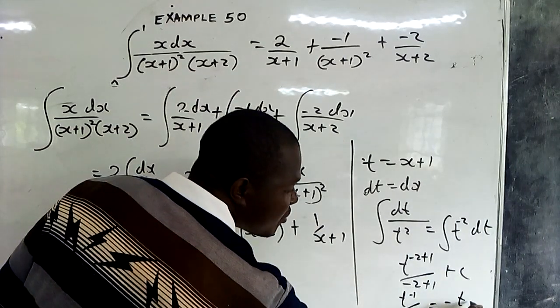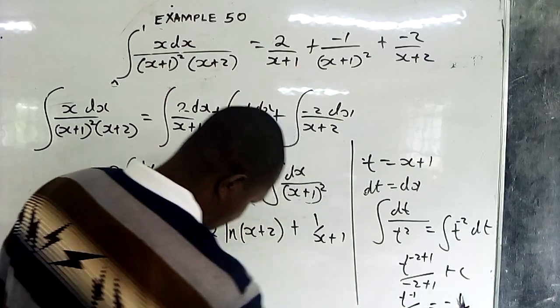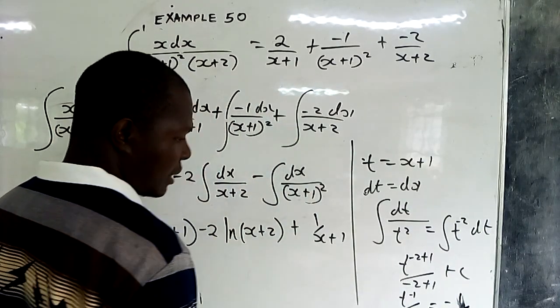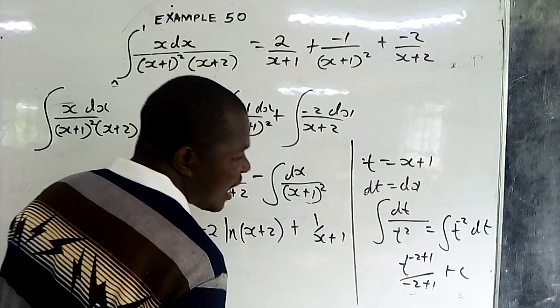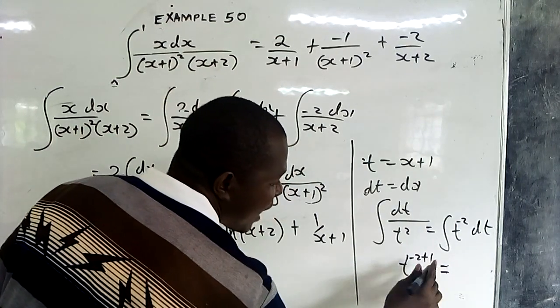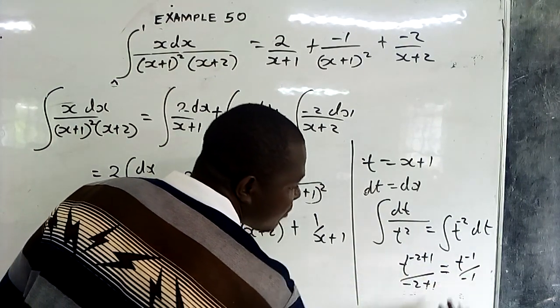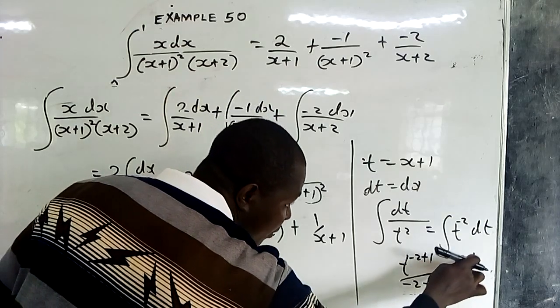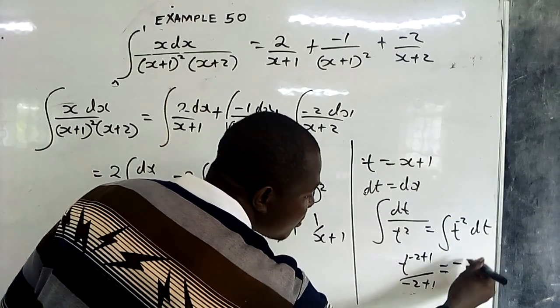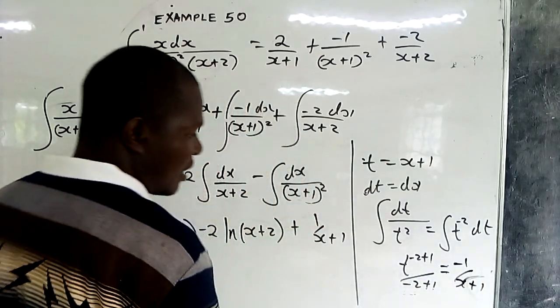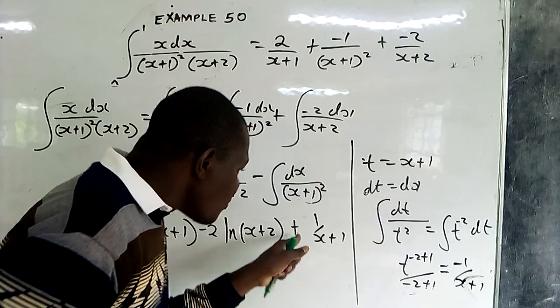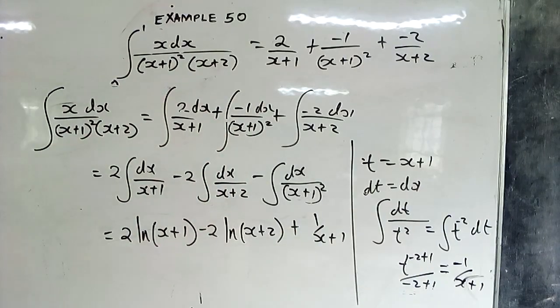So you get negative 1 over t, isn't it? Are we together there? Simplifying that, you get t raised to negative 1 over negative 1. So that is t raised to negative 1 in the numerator, it means it is negative 1 over t. But what is t? T is x plus 1. So it means here if you have negative into negative, it becomes positive. Are we together there? Yes. It becomes positive.